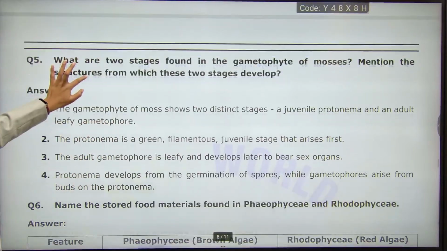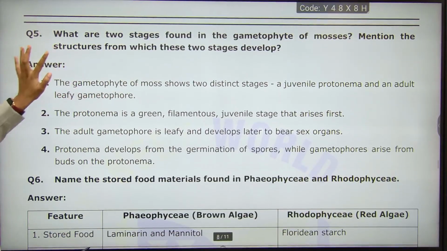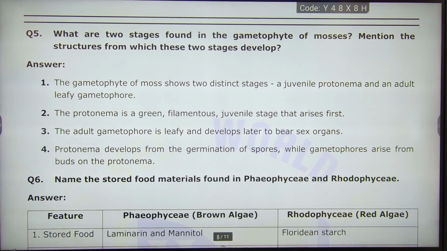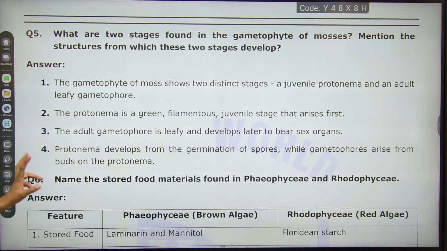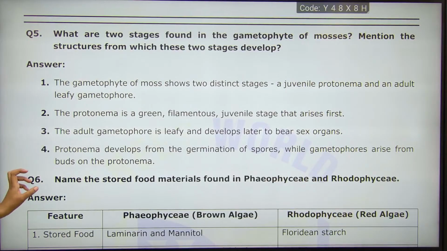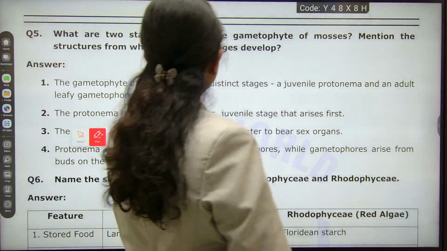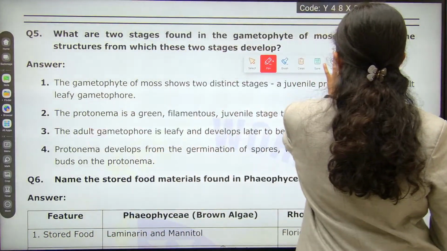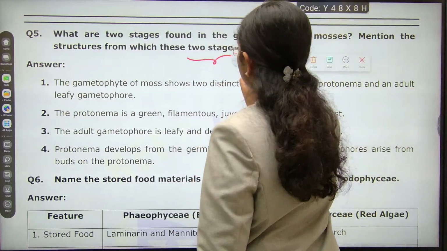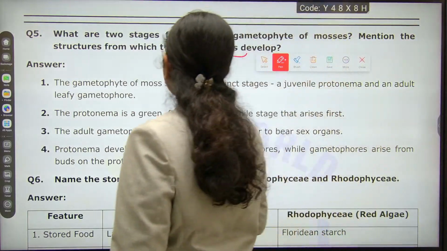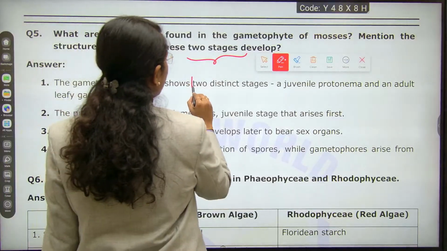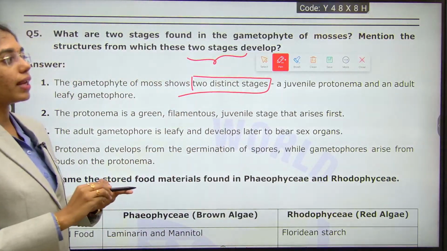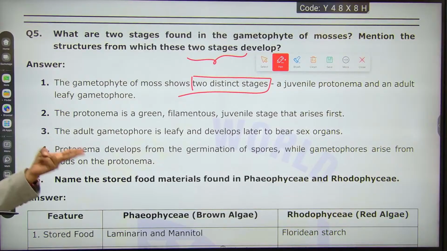Look at this question. What are 2 stages found in gametophyte of mosses? Mention structure from which these 2 stages develop. The gametophyte of mosses will show 2 distinct stages. One is juvenile protonema and second is adult leafy gametophore.